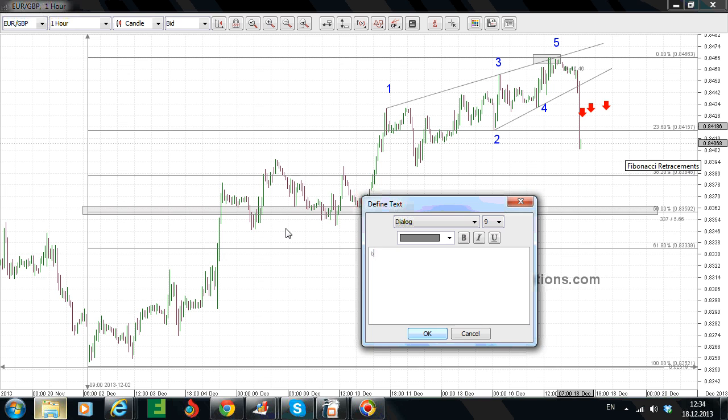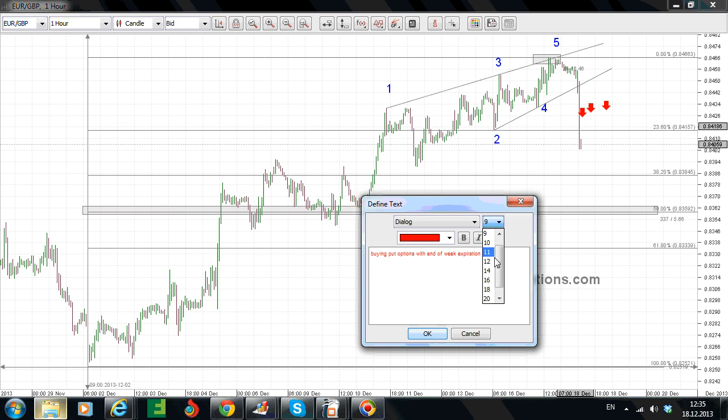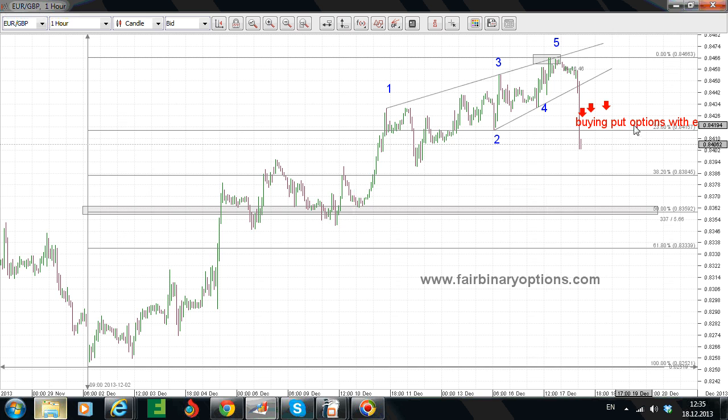But anyway, we'll try to buy put options with an end of week expiration date, end of week being Friday. So find a nice place to buy put options. I would go with even these current levels, even with this sell-off. I don't mind going with such an expiration date, an expiration date meaning actually only 2 days from now on.